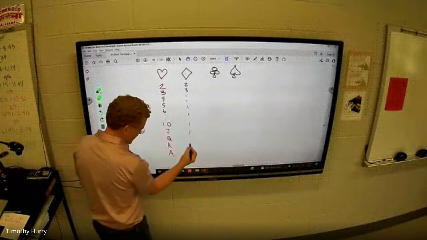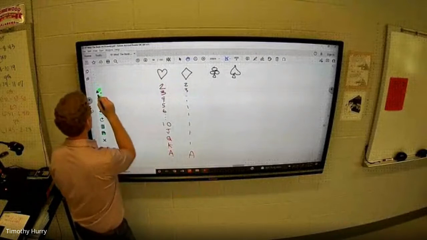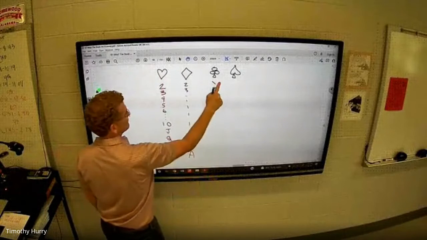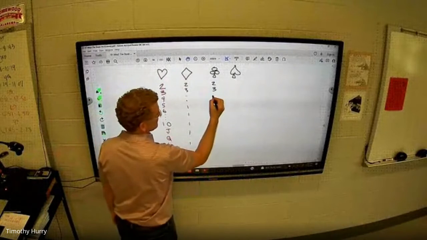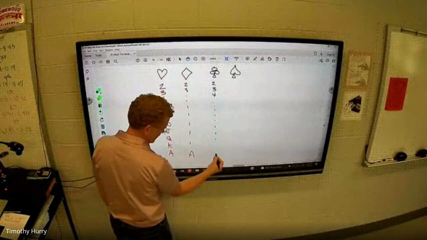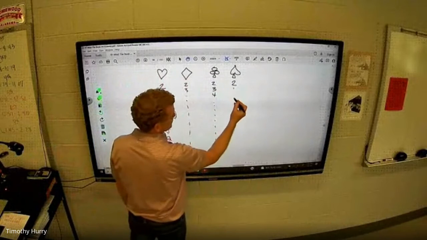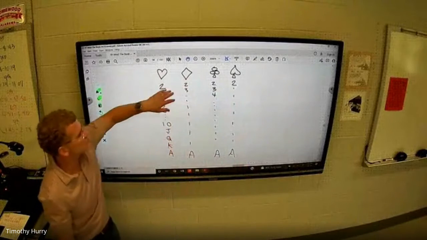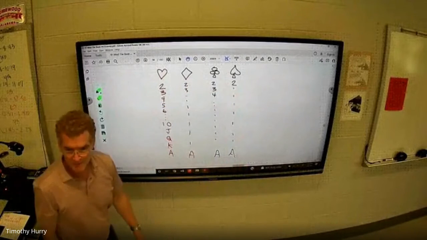The point is, this shows up under that. This shows up under that. This shows up. This shows up under this as well, and also under this. So you have 13 different cards that are hearts, diamonds, clubs, and spades.